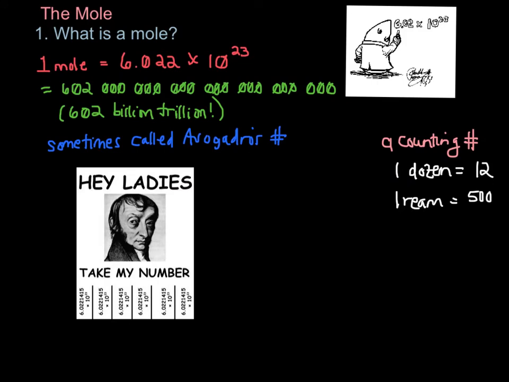You will sometimes hear a mole referred to as Avogadro's number, named after this dude. His name is Amedeo Avogadro. He's the guy that came up with this counting number. So he was the first person that proposed the idea that we should start counting items in this quantity as opposed to, say, a dozen or a ream. We count in this grouping of numbers.